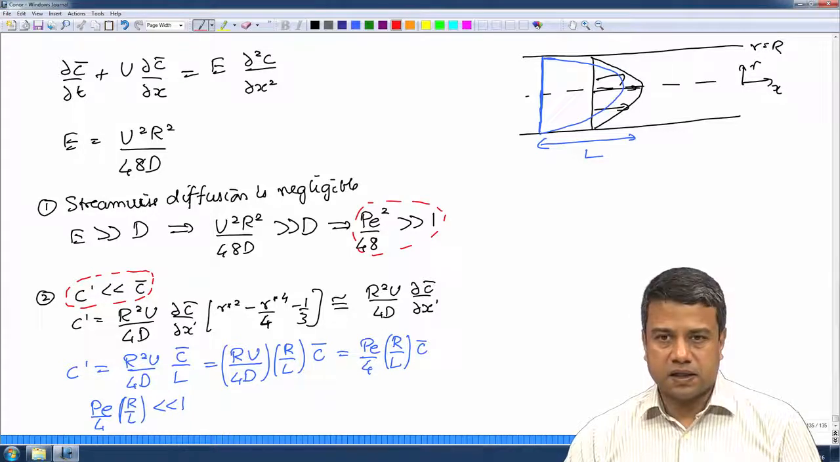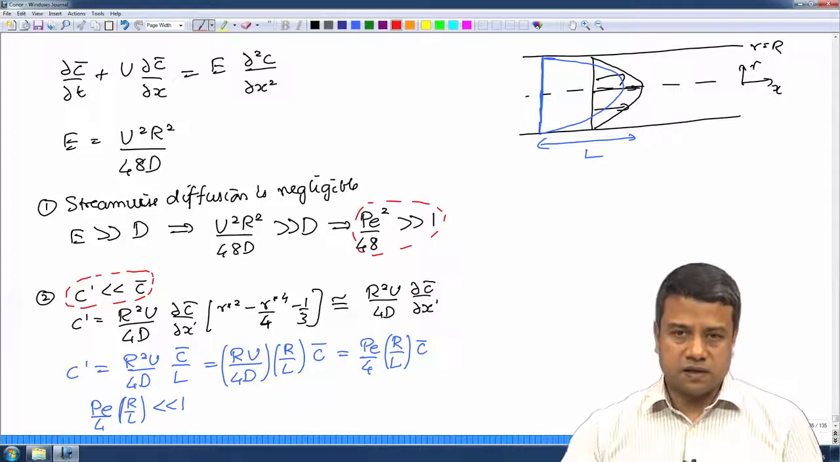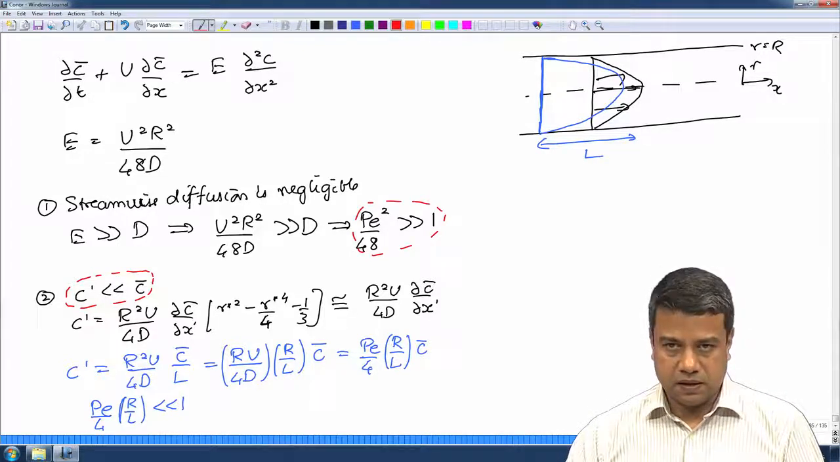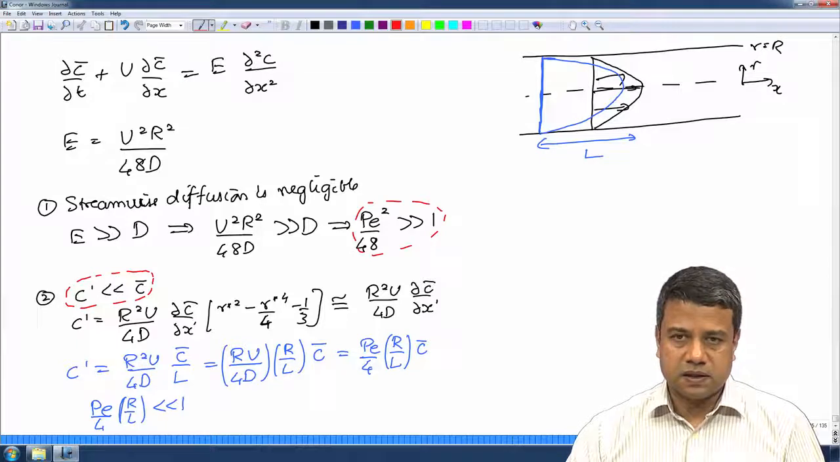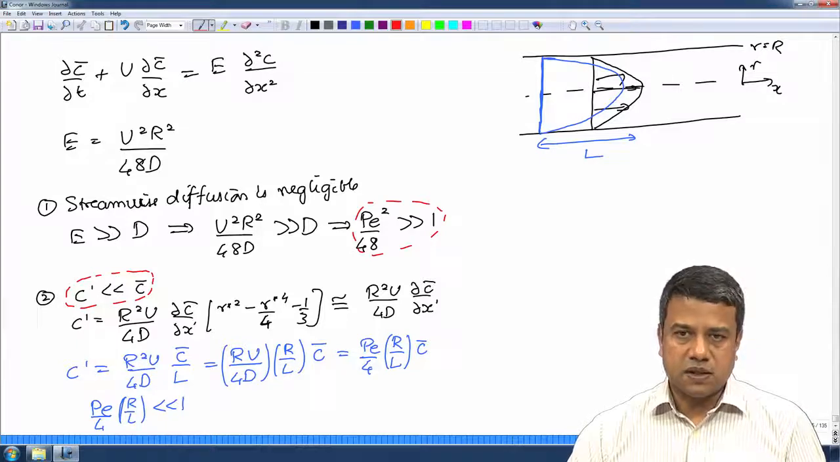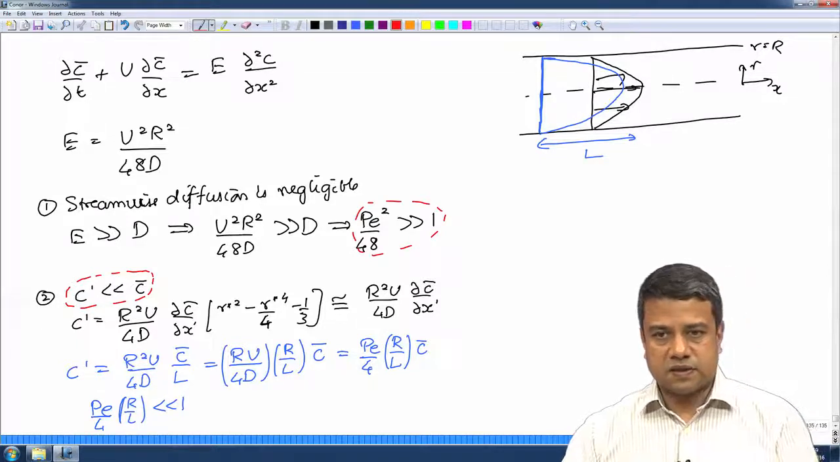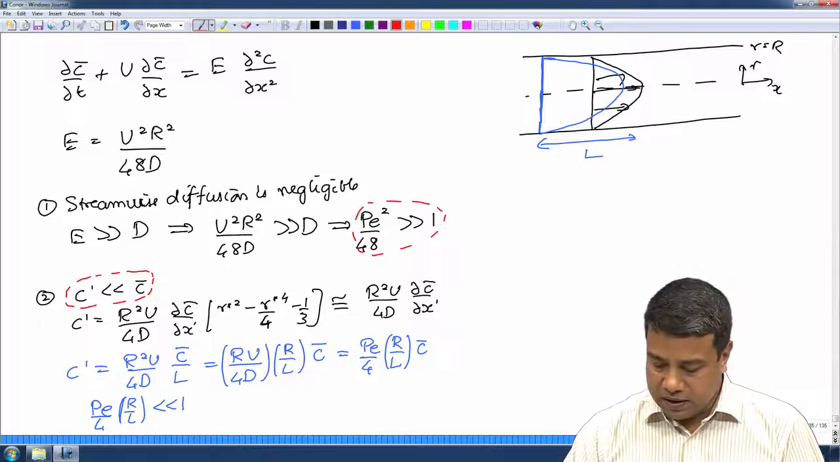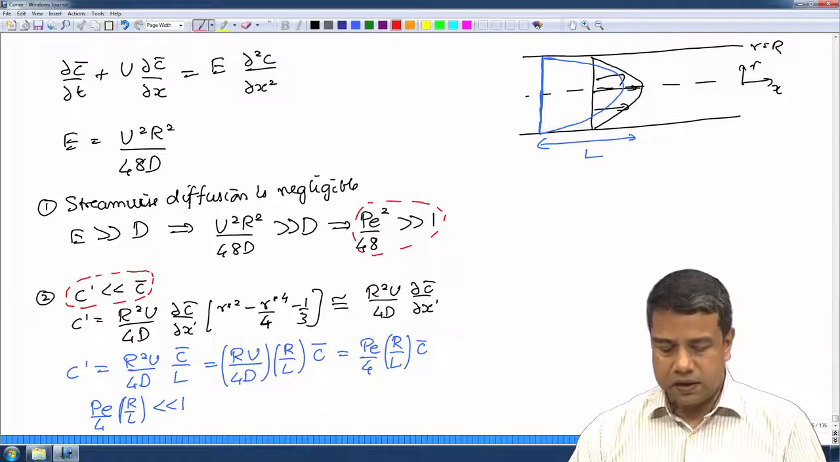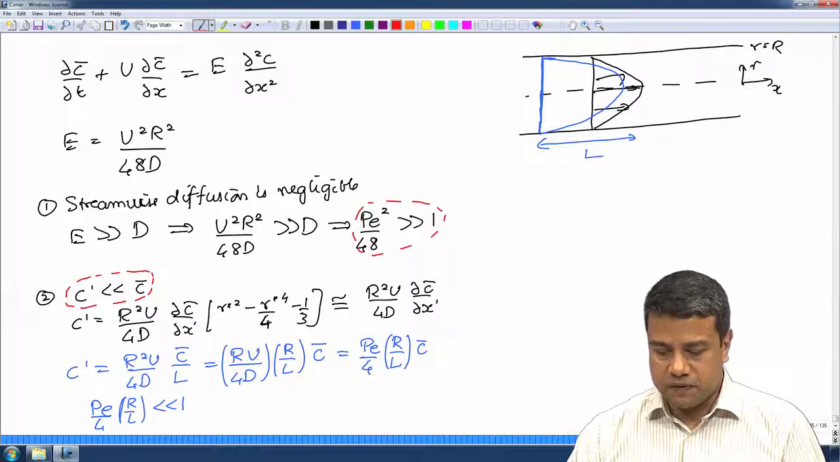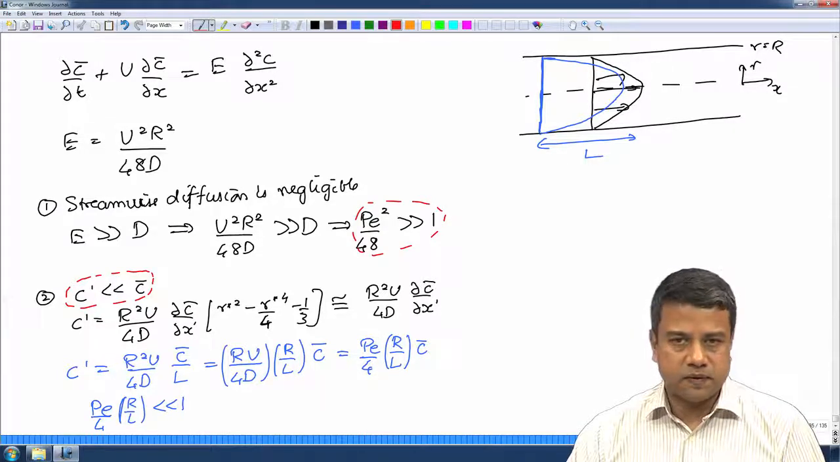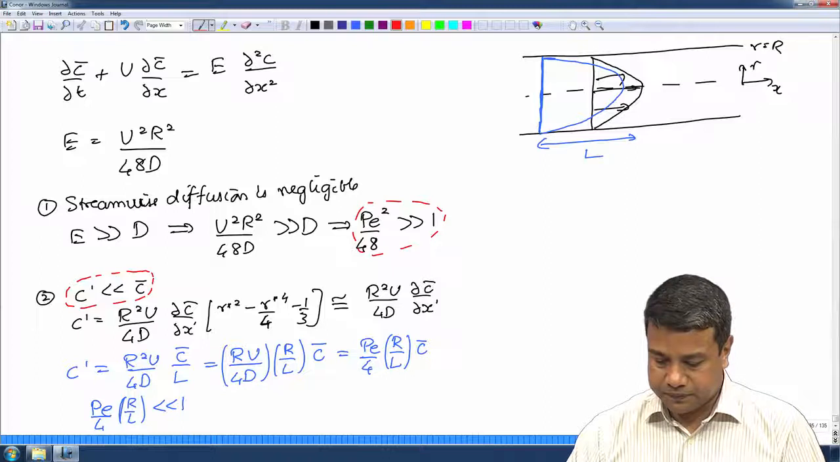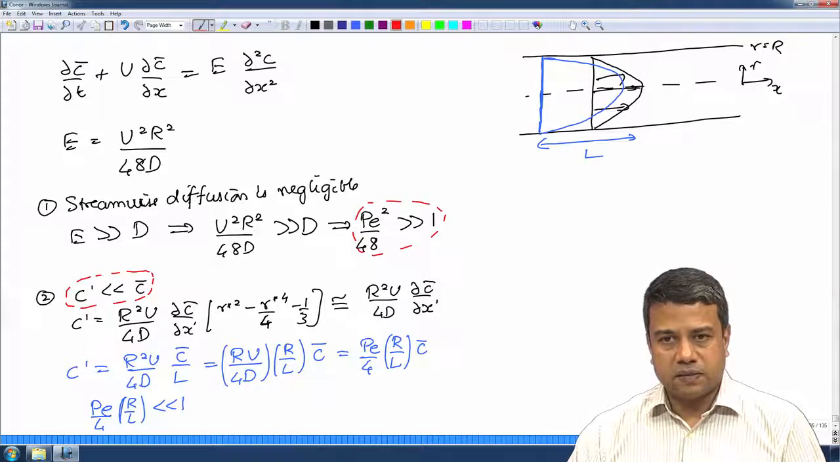In that case, I can assume that the radial variation of the concentration due to radial diffusion is much smaller than the average concentration itself. And in that limit, you find that the dispersion coefficient scales as u square r square by 48d. So, that is the paradoxical result of this Taylor dispersion problem.